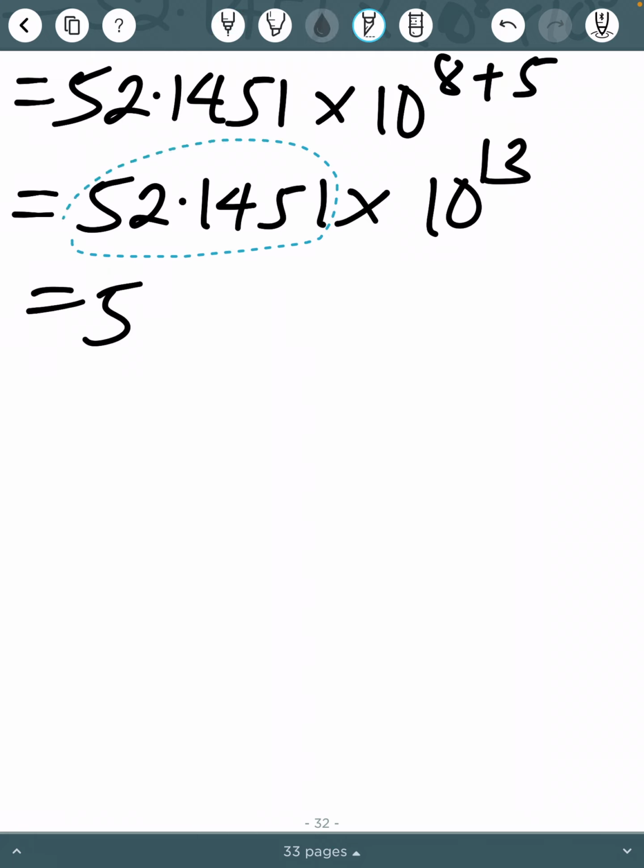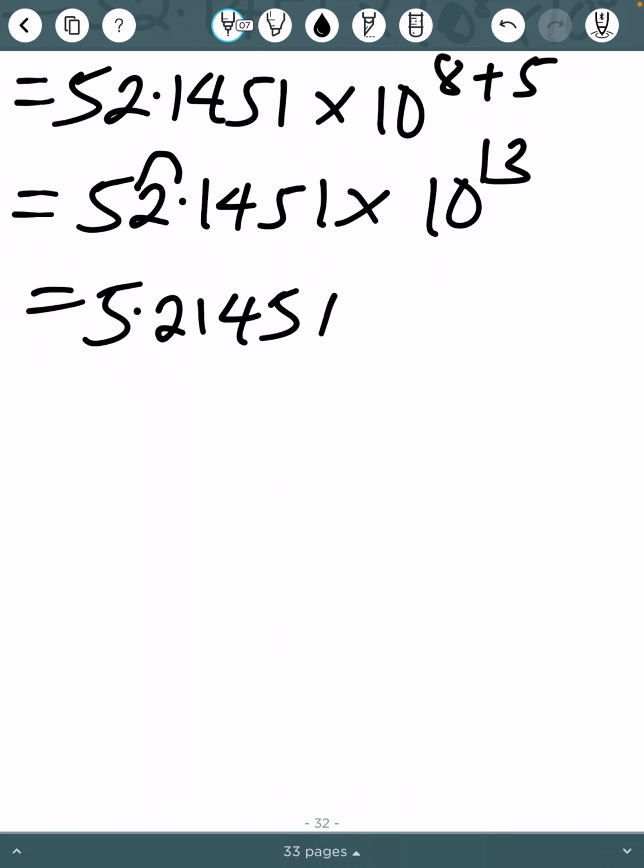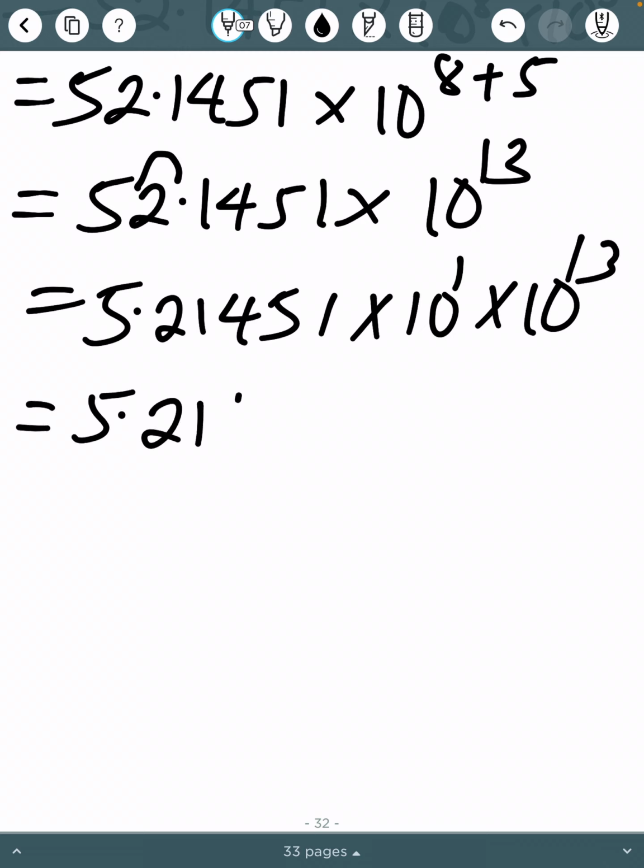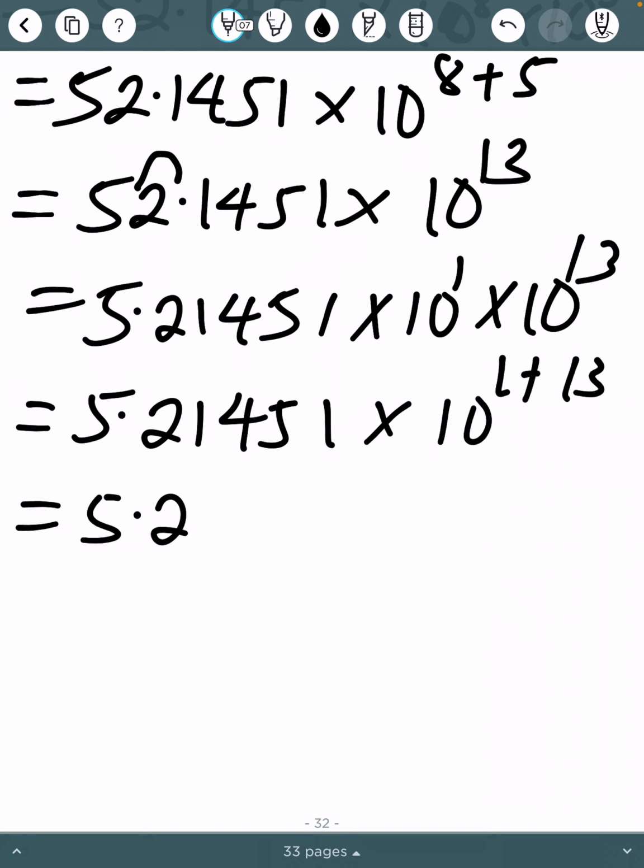It's not in standard form here, so I need to change this to standard form. I will move the decimal backwards once. That will become 5.21451 times 10 raised to power 1 times 10 raised to power 13. That will now give me 5.21451 times 10 raised to power 1 plus 13. That's 5.2145 times 10 raised to power 14.